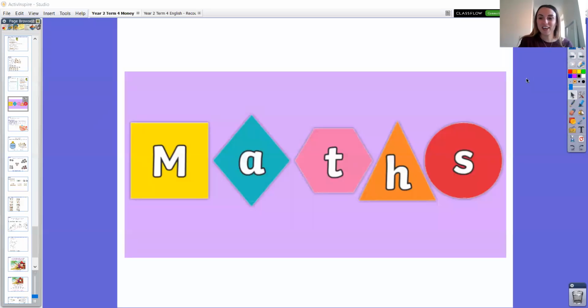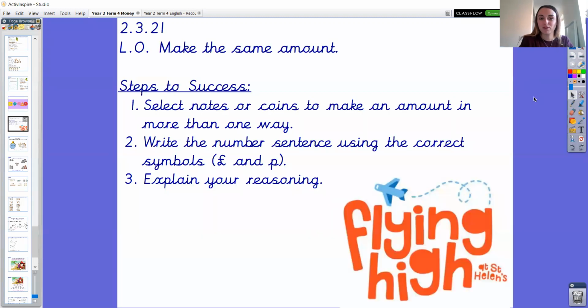Good morning, Year 2. It's great to see you for our next maths lesson. So today we're going to be focusing on making the same amount of money.